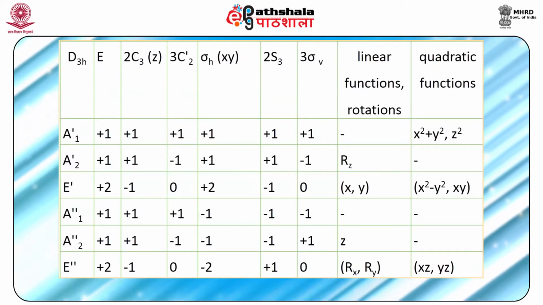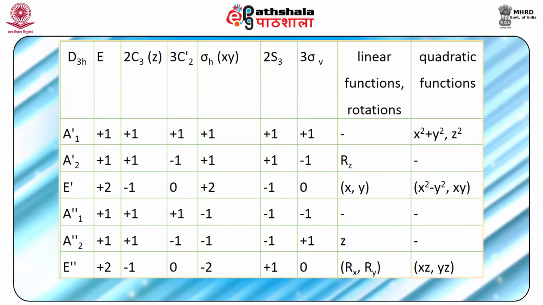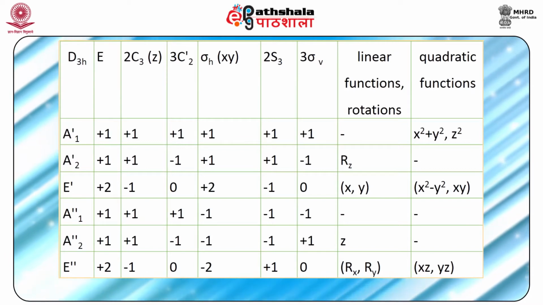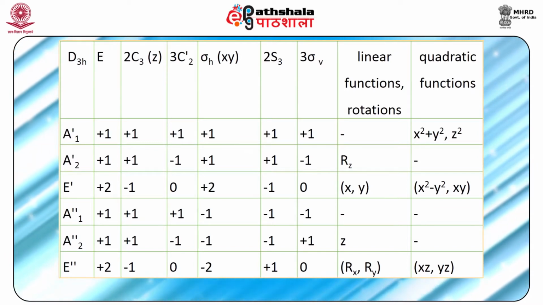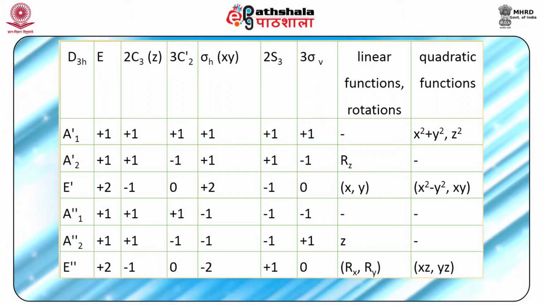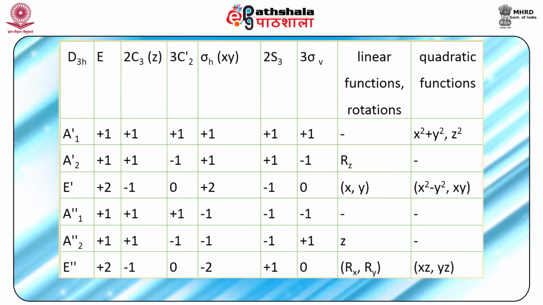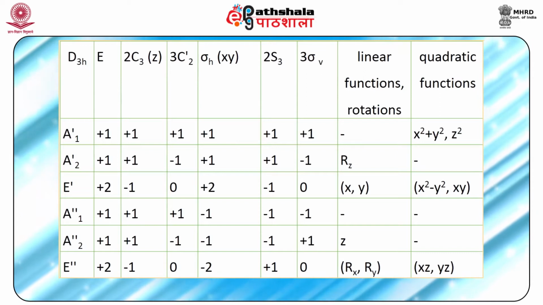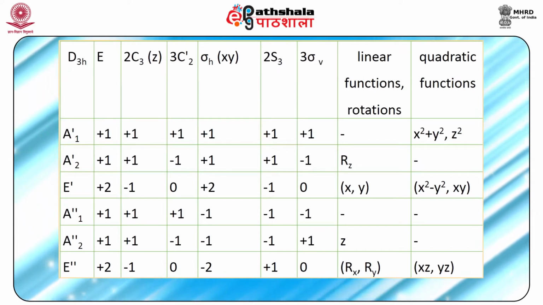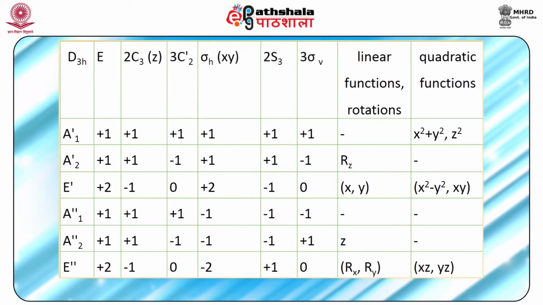Now let us find the symmetry of the various boron atomic orbitals in the D3h point group which belong to these A1 dash and E dash symmetries. For this, what we will do is look up the character table for the D3h point group, look at the A1 dash and E dash irreducible representations, and see what their bases are.